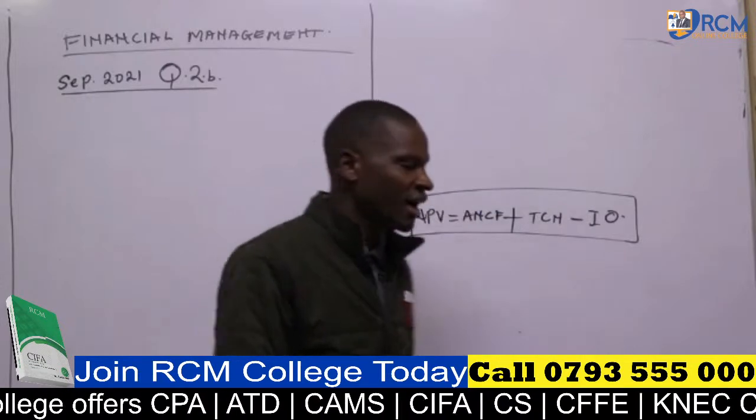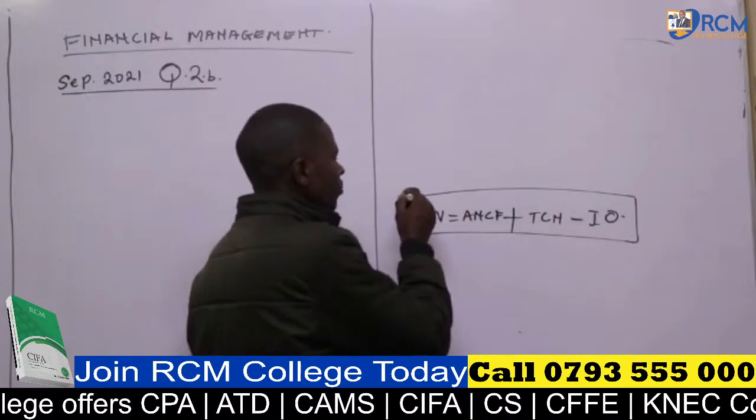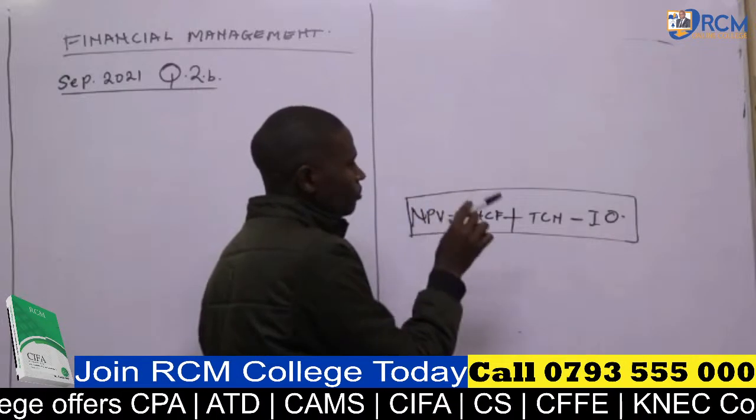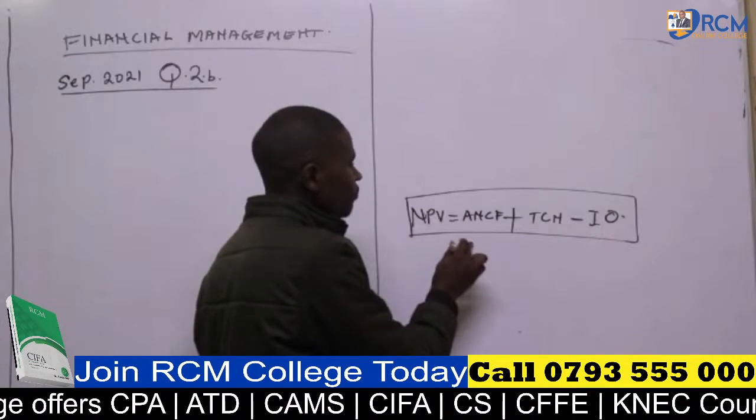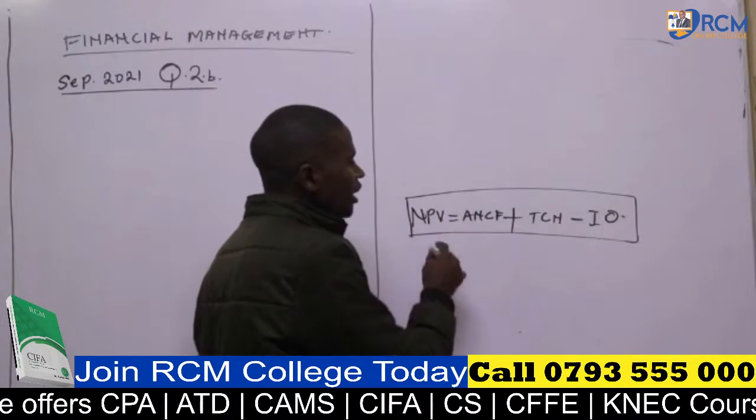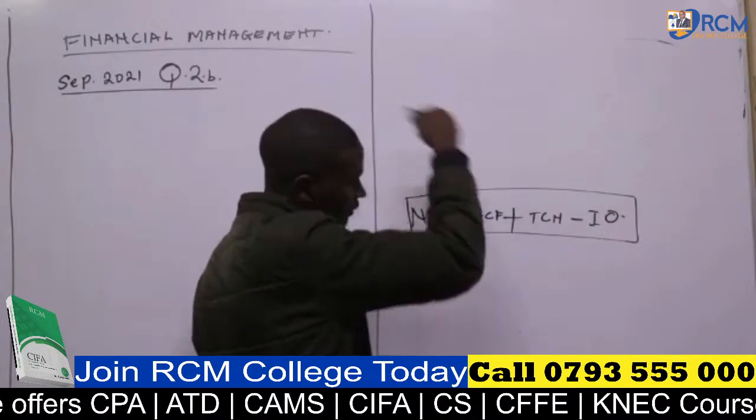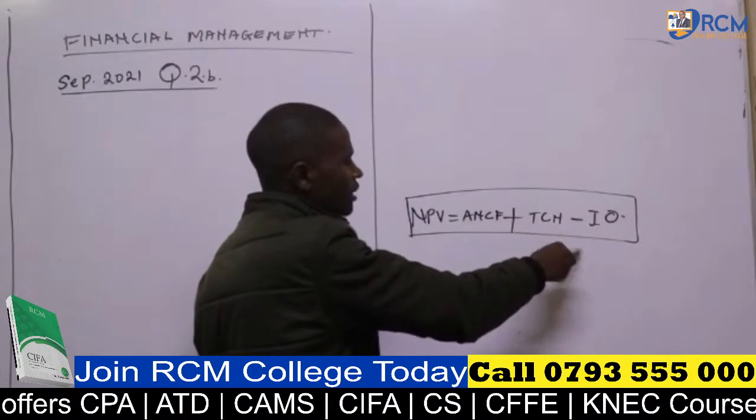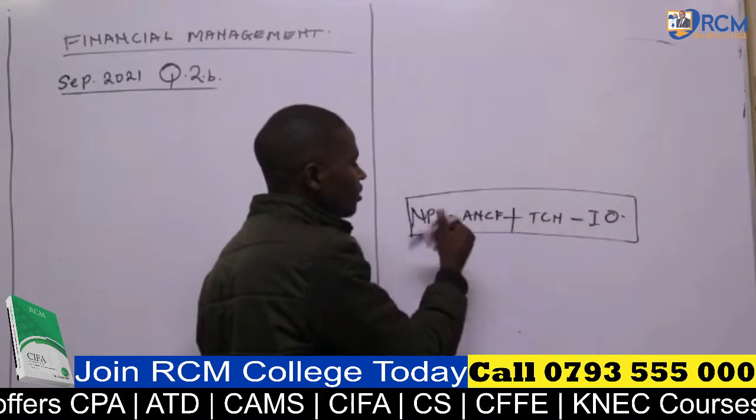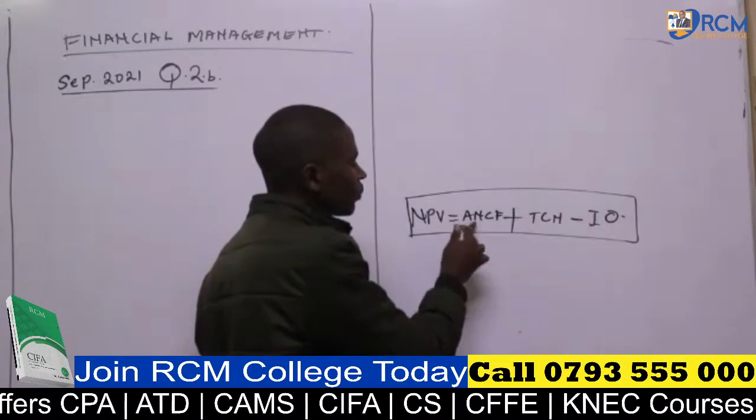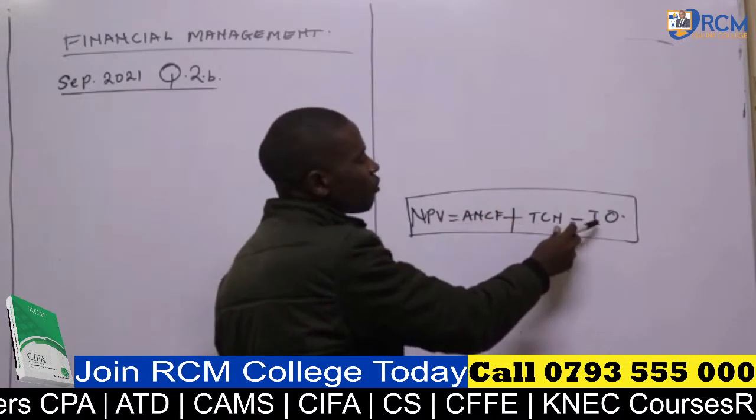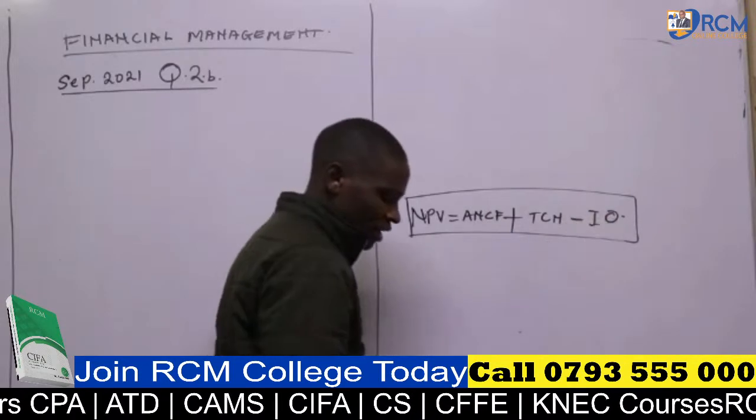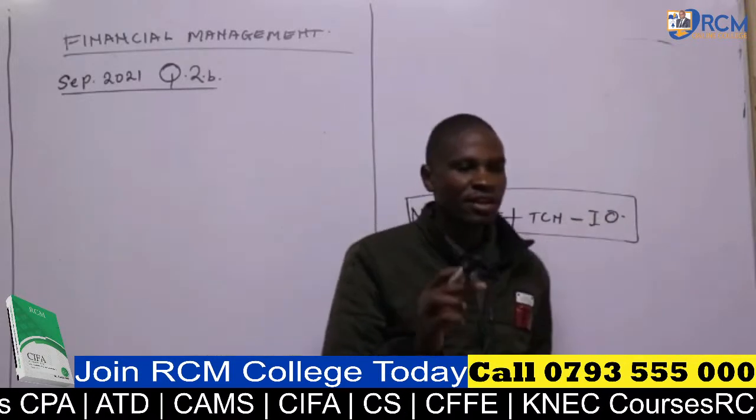Then you can have this formula with you. NPV will be given by annual net cash flow plus TCN minus initial outlay. So you can write them in full: annual net cash flow, ANCF, plus terminal cash flow, then you minus the initial outlay. Please have that formula because it's very, very important.